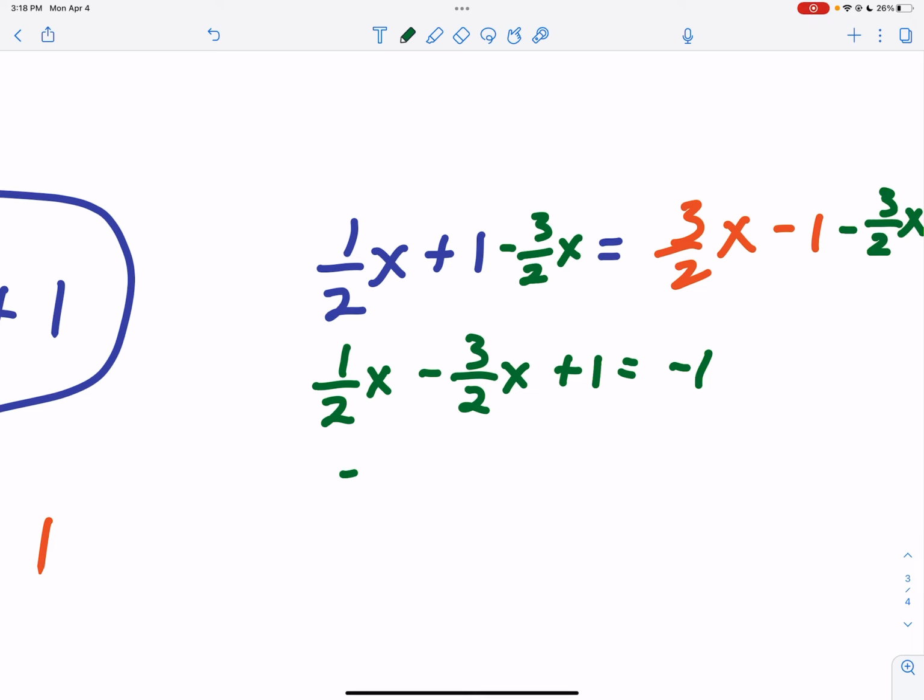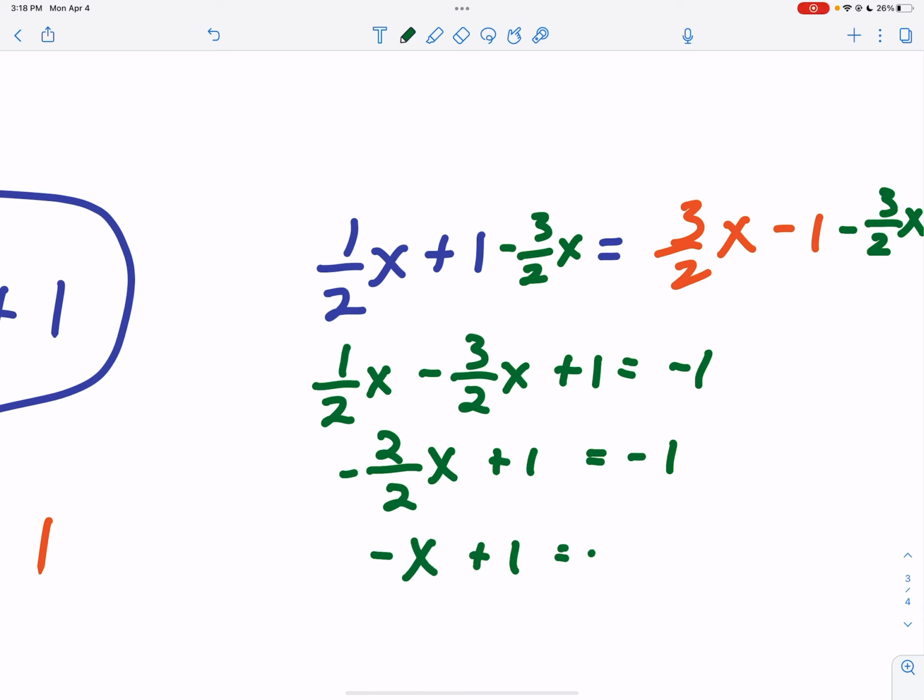That's not even close to what a 2 looks like. Negative 2 halves of x. Everything else is staying the same. Negative 2 over negative 2 over positive 2 is negative 1. So I have negative x plus 1 equals negative 1. That's just a little bit of the simplification stuff.